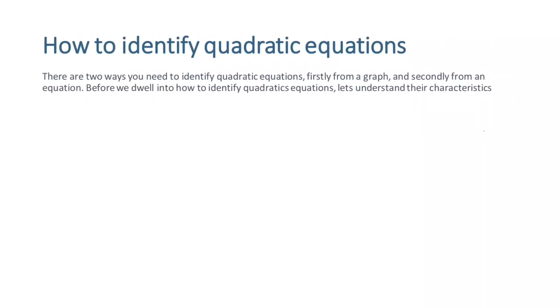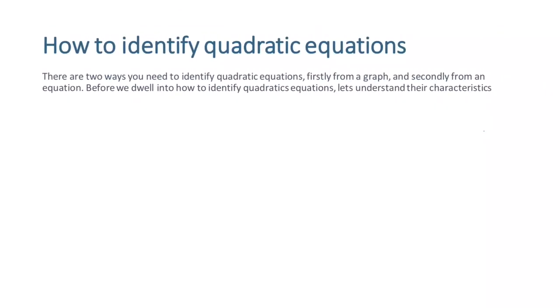To identify quadratic equations, there are two ways to do it: visually from a graph, if you see a graph, and secondly from the equation itself. Before we go into this, let's really understand how we know when an equation is a quadratic equation.